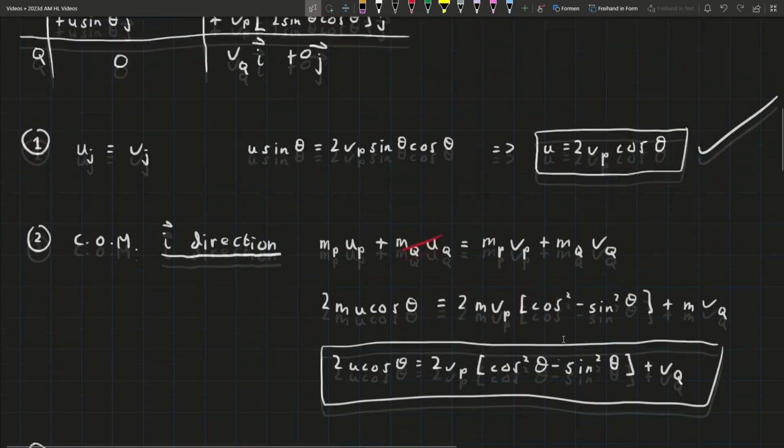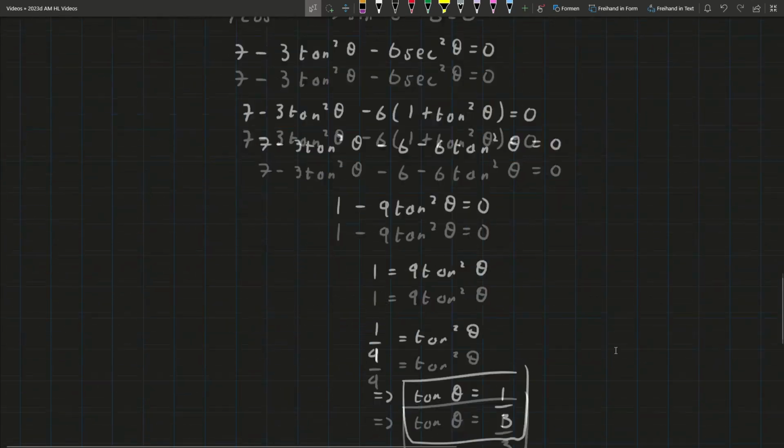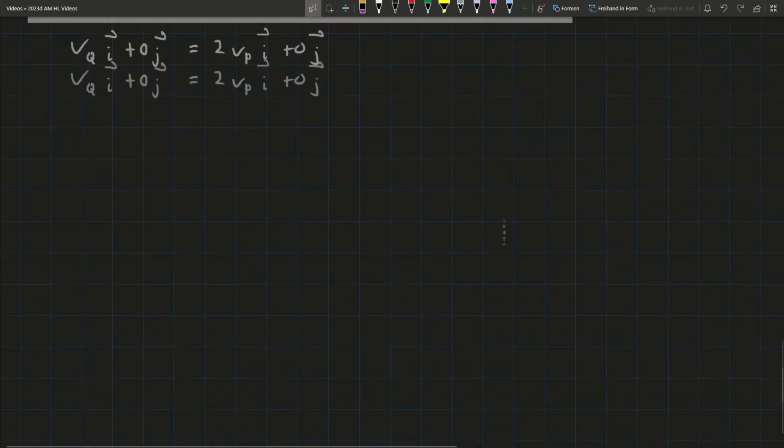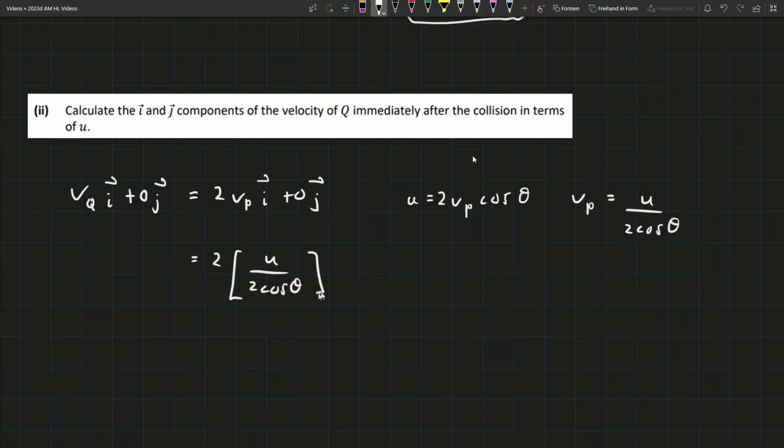Now, do we know anything about vp? Well, we know that u is 2vp cos theta. So I'll copy that down. So we know that u is 2vp cos theta. That means that vp equals, divide by 2 cos theta on both sides, u over 2 cos theta. So we get that this is equal to 2 times vp, which is just u over 2 cos theta, i plus 0j. The 2's will cancel, and we'll just get u over cos theta i plus 0j.